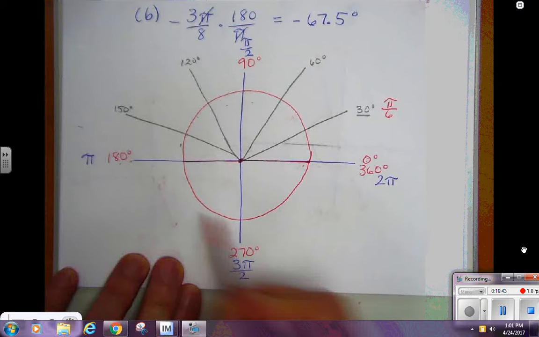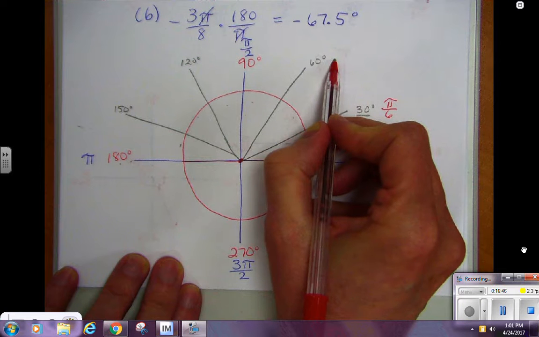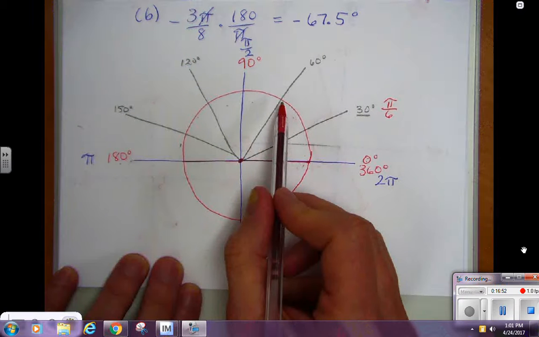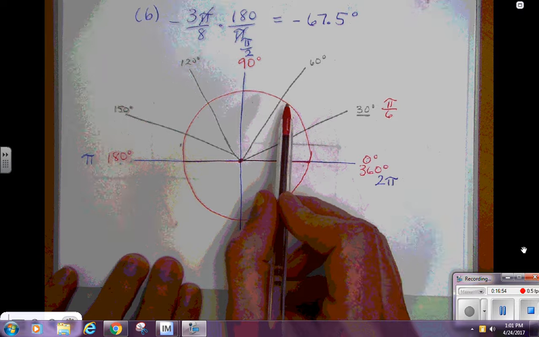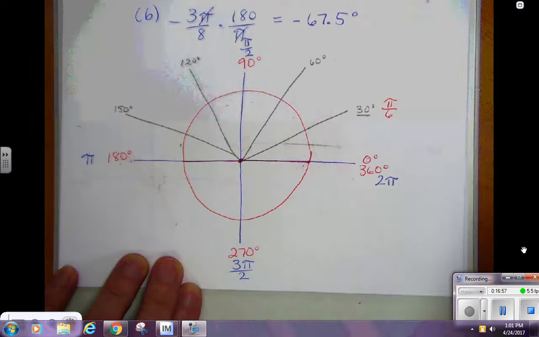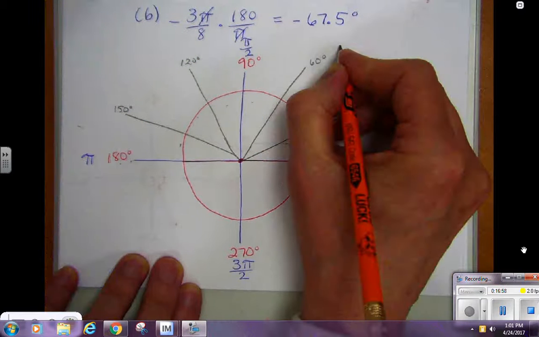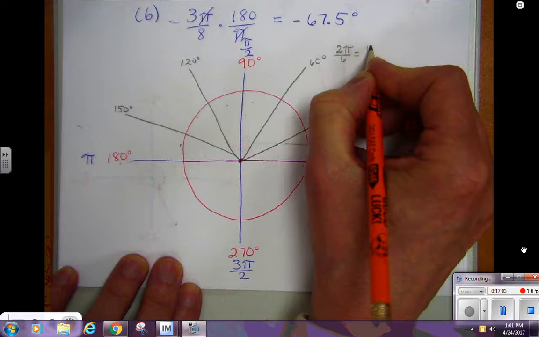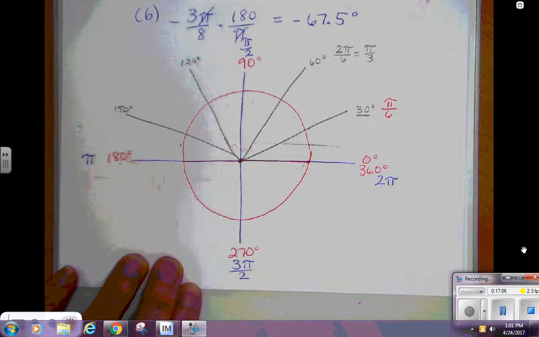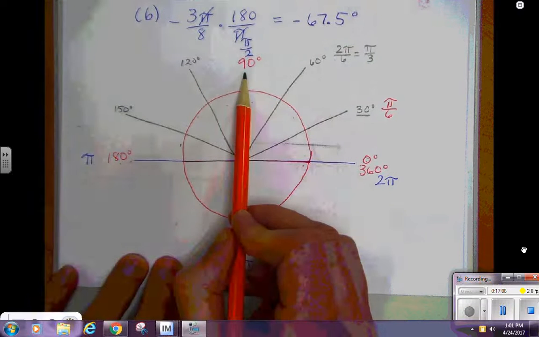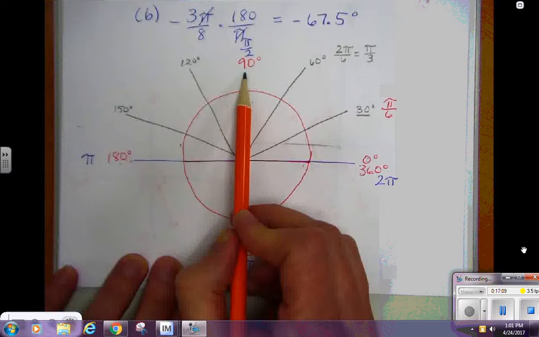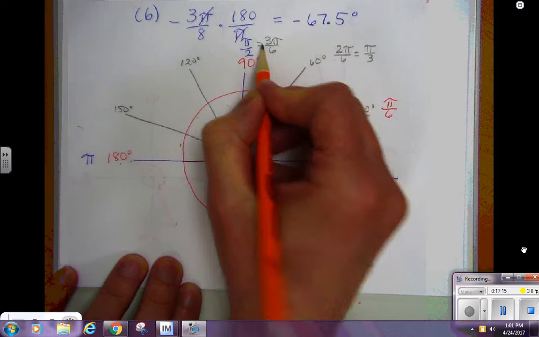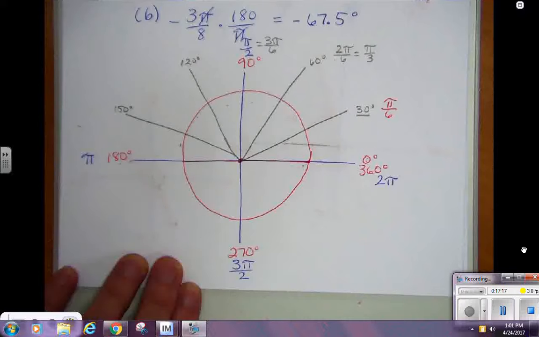So what do you think this fraction would be? How many sixths? 2 pi over 6, which is going to simplify down to be pi over 3. That's exactly right. Now what about this 90 degree? Pi over 2. Good. Well, it's 3 pi over 6, right? Which reduces to pi over 2. It keeps the same pattern.